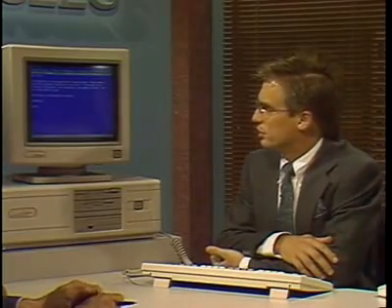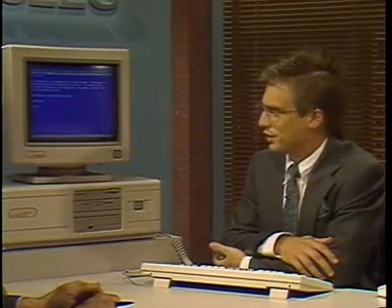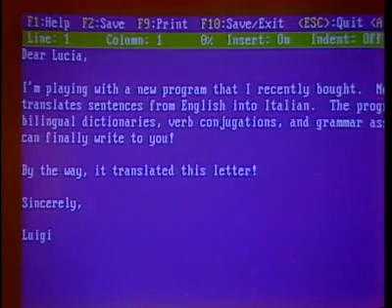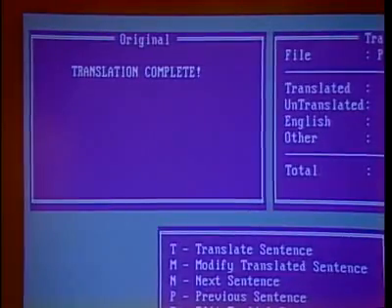This is a letter from Luigi to Lucia talking about the program that he just bought that translates from English into Italian. So this is our editor, and we'll move right into the translation part.